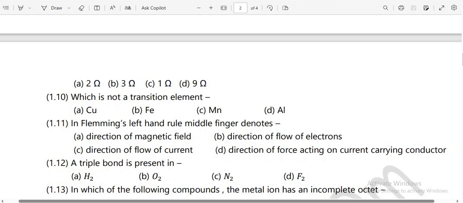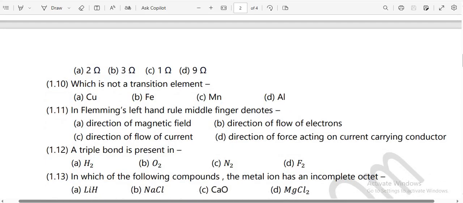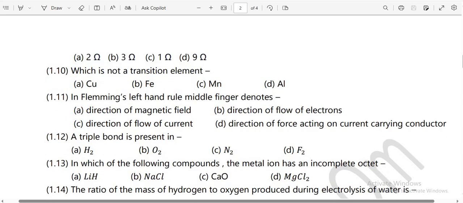1.11 In Fleming's left hand rule, middle finger denotes option A direction of magnetic field, option B direction of flow of electrons, option C direction of flow of current, option D direction of force acting on current carrying conductor. 1.12 A triple bond is present in option A H2, option B O2, option C N2, option D F2.